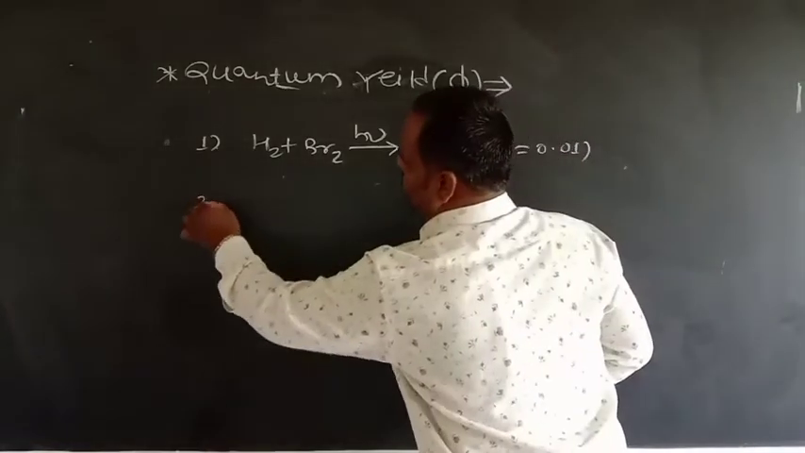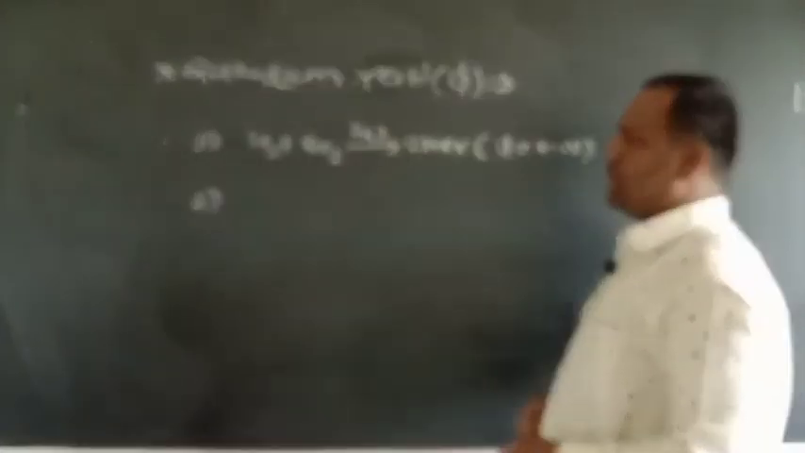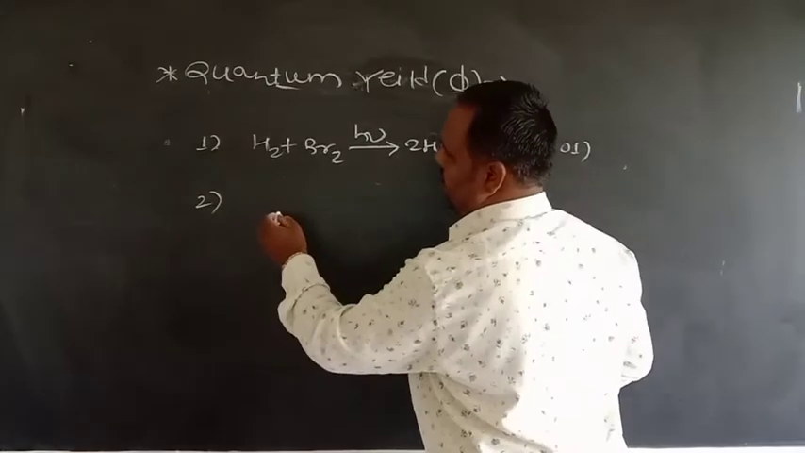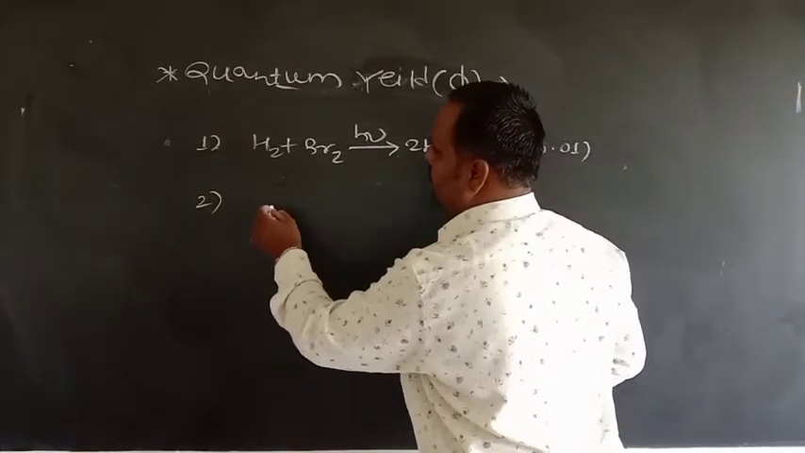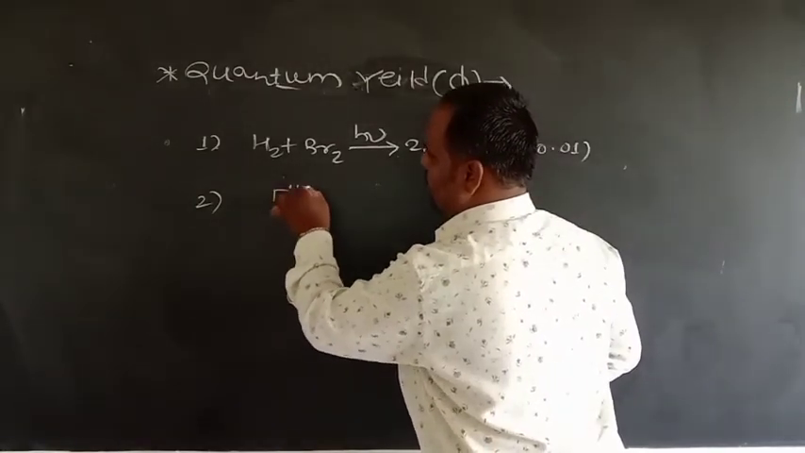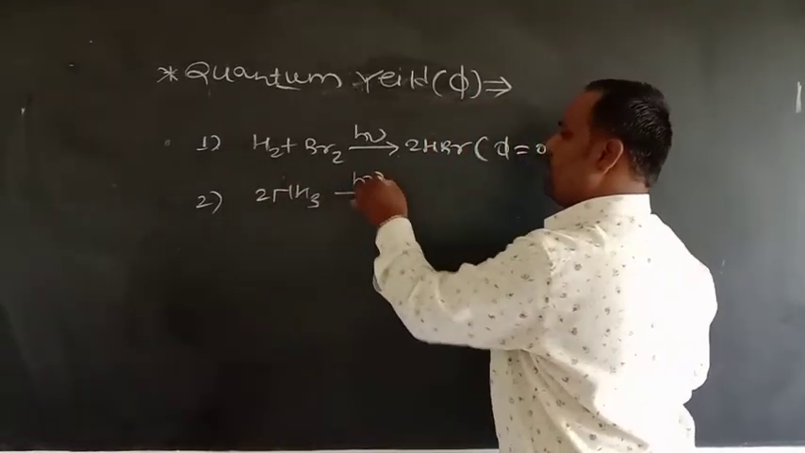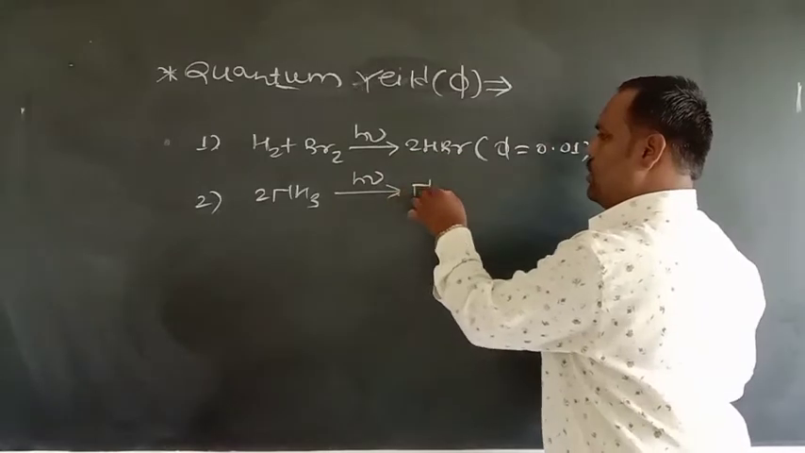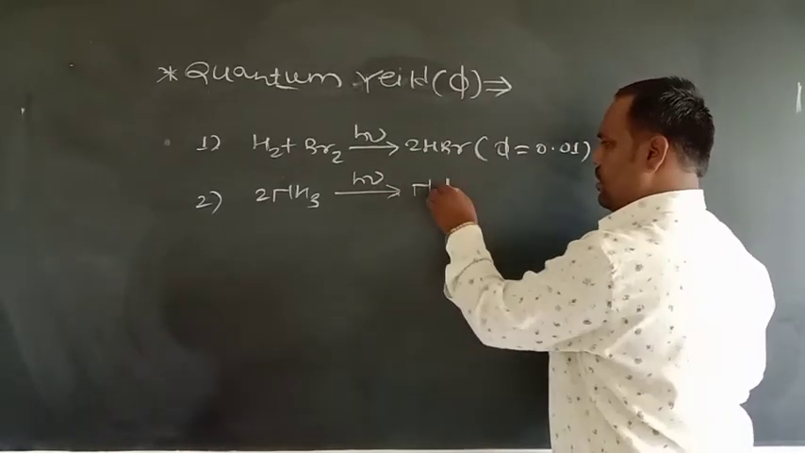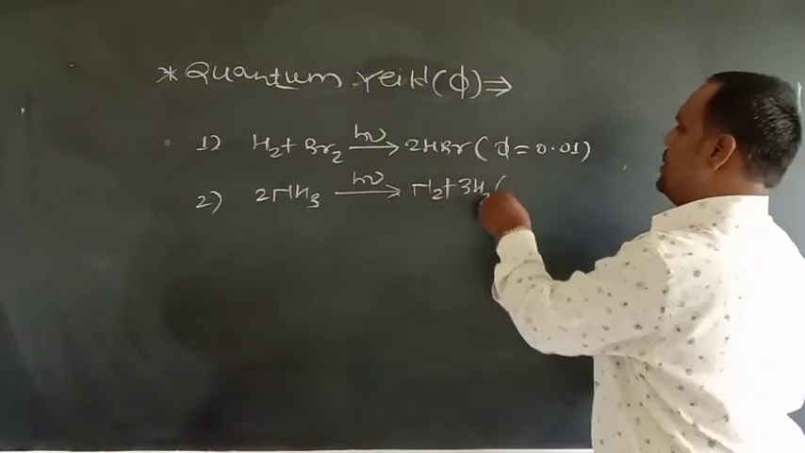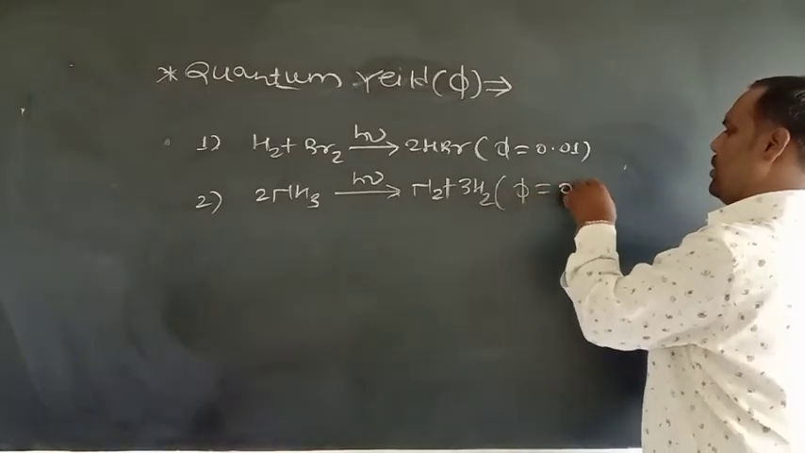Another example for this low quantum yield is the decomposition of ammonia in presence of light, where we get N2 plus 3H2. Its quantum yield is equal to 0.1.